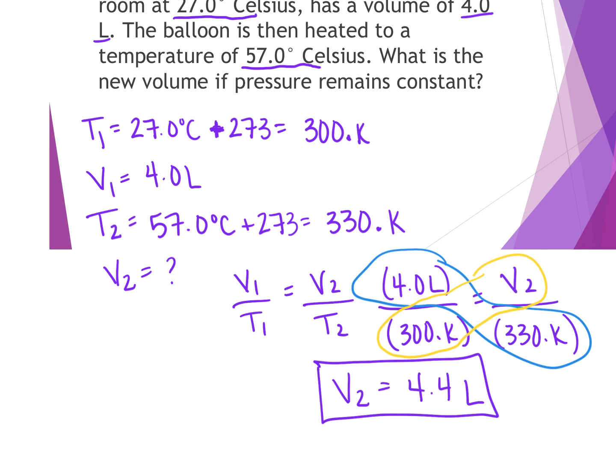Finally, just double check: does your number make sense? Look at your temperatures. Temps went from 300 to 330. What would you expect your volume to do? Increase. A lot or a little? Just a little. And so you went from 4 to 4.4. Does that number seem reasonable? Always pause at the end and make sure your number makes sense.